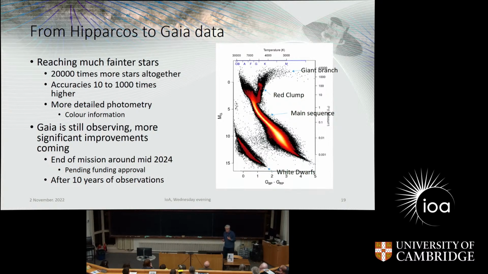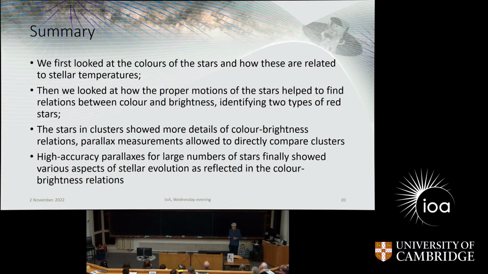We started off with the colors of the stars and how they are related to temperatures. We looked at how the proper motions of the stars helped find the relation between the color and the brightness, identify the two types of red stars. We looked at the stars in the clusters, how they show details in the relation between color and brightness. We saw how the parallax measurements allowed us to directly compare the clusters. And we showed that high accuracy parallaxes for large numbers of stars finally showed various aspects of stellar evolution as reflected in the color-brightness relations.